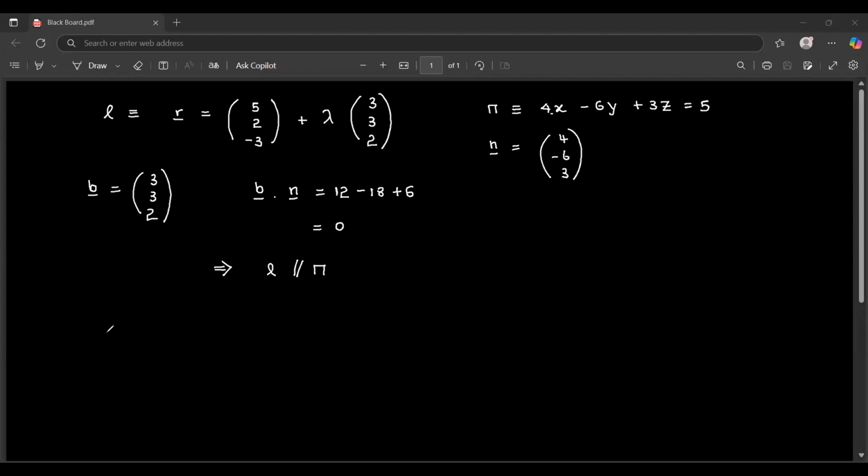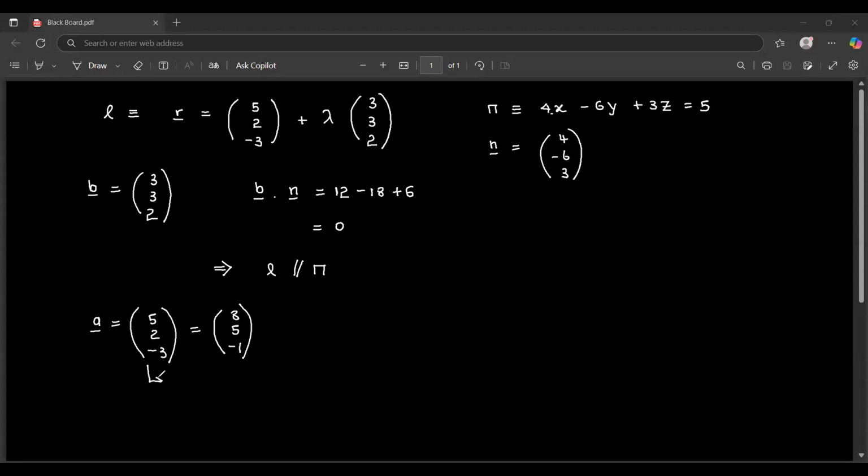Now we have to check whether this line lies on the plane. So let's say A = (5, 2, -3). It doesn't have to be (5, 2, -3). It can also be (8, 5, -1). How did I find that? Well, I substituted the value 1 for lambda. I'll do it for these two to show that it will be the same answer.